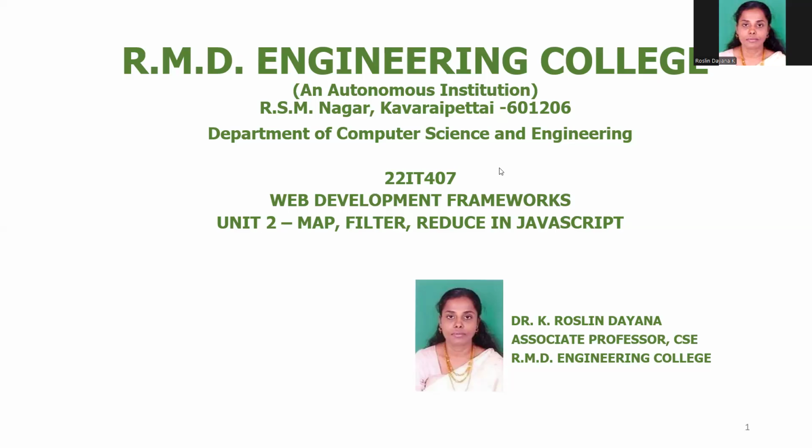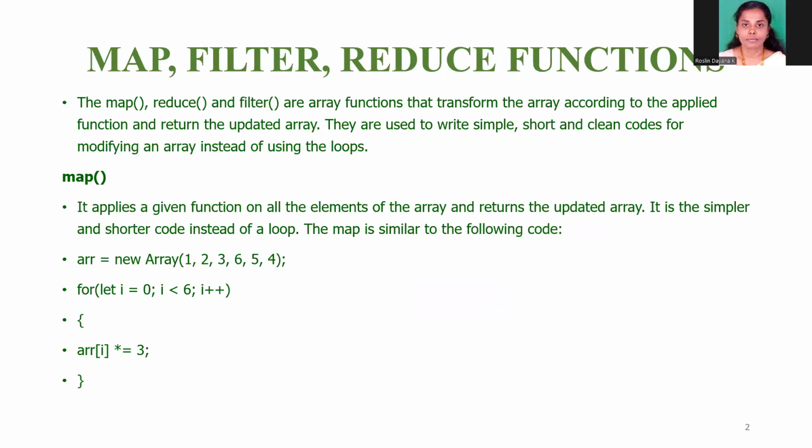In this video, we are going to discuss map, filter, and reduce methods in JavaScript. Map, filter, and reduce are important methods that can be used for various purposes. They are functions that transform the array according to the applied function and return the updated array. They are used to write simple, short, and clean code for modifying an array instead of using loops.